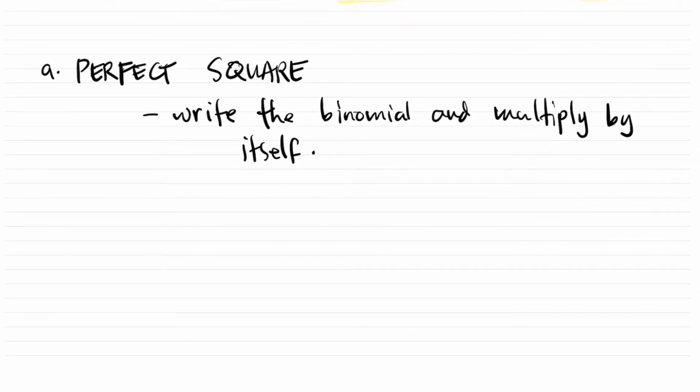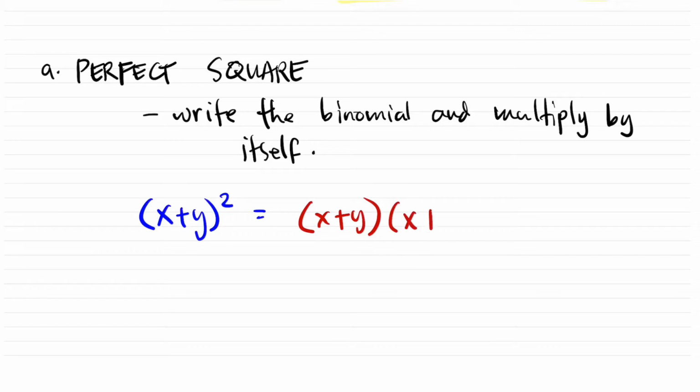Now, here is the equation. For example, you have x plus y squared. So therefore, we write the binomial, x plus y, and then we multiply it by itself. Then we simplify this using binomial products. Multiply the terms of the first binomial to the terms of the second binomial.